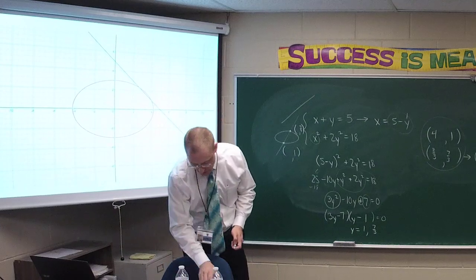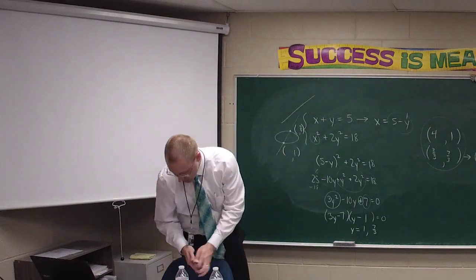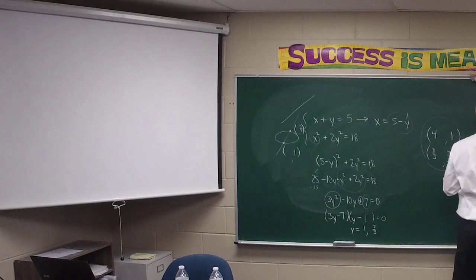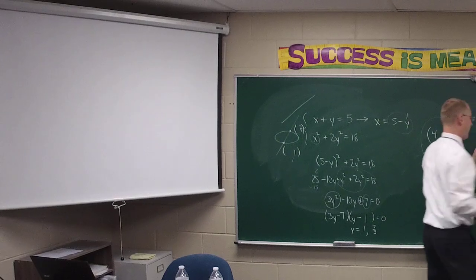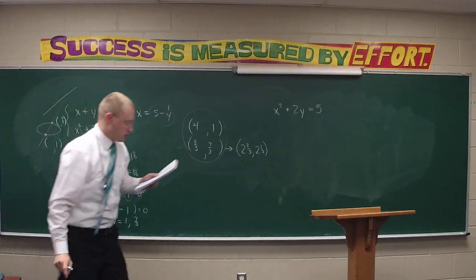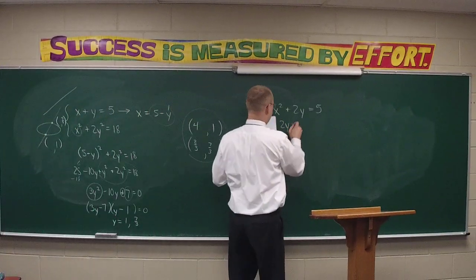Go and write this next one down if you would, please. X squared plus 2y equals 5. And 2y equals x minus 7.